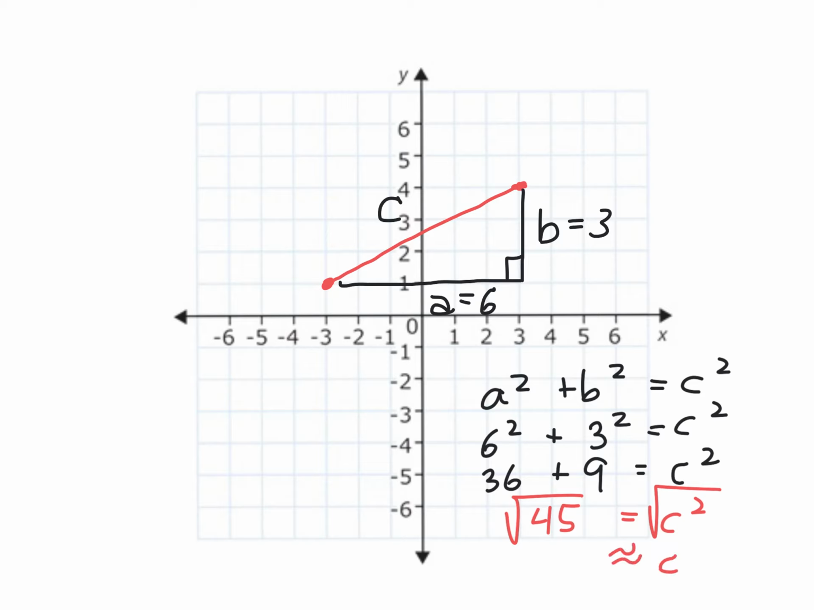And since 45 is not a perfect square, again, you're going to want a piece of technology here to figure out that the square root of 45 is approximately 6.71 units. And there you go. So if you got around 6.71, you did a great job, and congratulations on that.